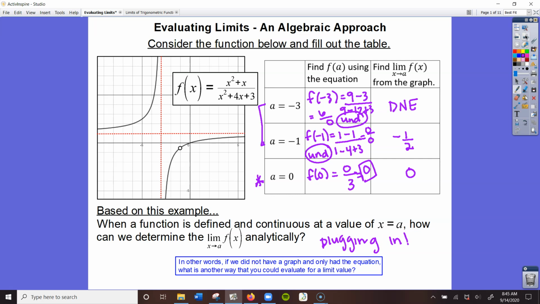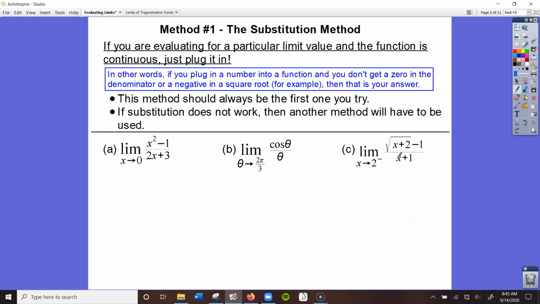Which leads me to our first method of evaluating limits, which is the substitution method. The substitution method is simply when you take that value that x is approaching and plug it in directly into the equation. So for example, for the limit as x is approaching 0, if I were to plug it in, I would get negative 1 in the numerator over 3. And this is my limit value.